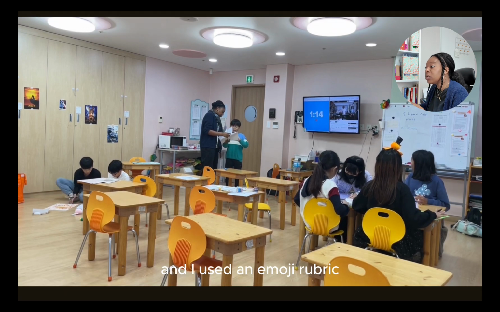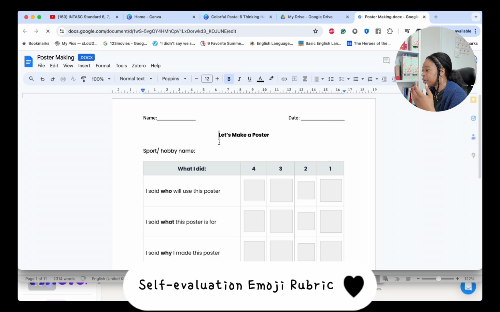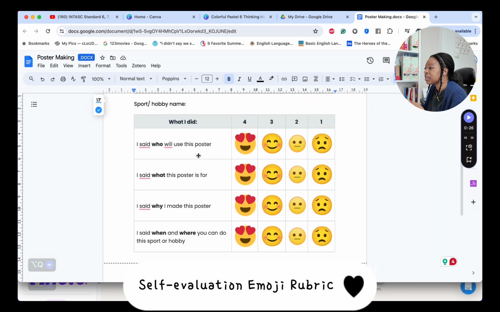And I used an emoji rubric. Let me see if I can find it. So here's what the rubric looks like. It's an emoji rubric, so really easy to understand. Not in this video, but in a previous video, I went through how to complete it, how to fill it in. So here, I said who will use this poster, and a 4 is absolutely, and 1 is like, no, I didn't. I said what this poster is for.